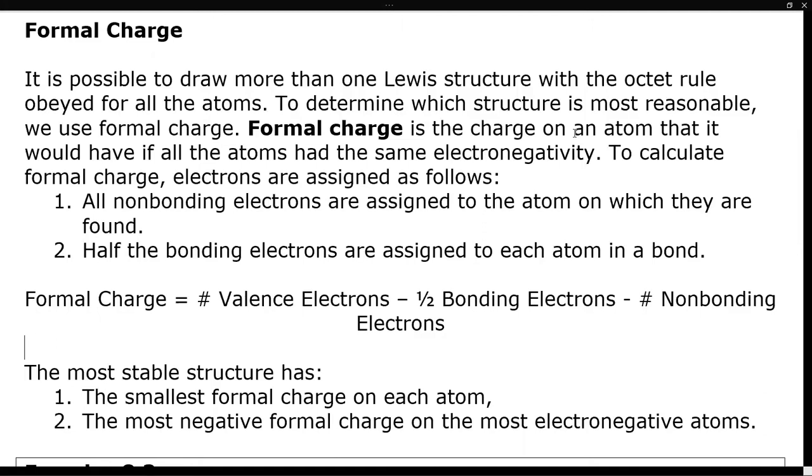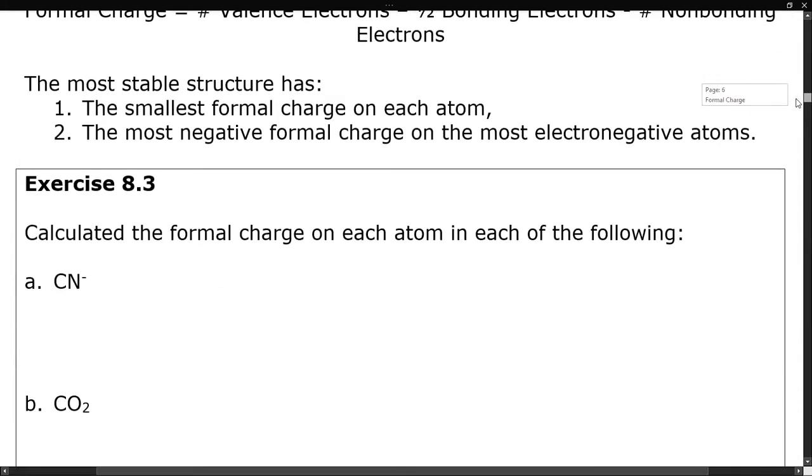And the most stable structure has the smallest formal charge on each atom and the most negative formal charge on the more electronegative atoms. So what we'll do is calculate the formal charge on each atom in each of the following. We'll do cyanide, and then we'll revisit our friend CO2 that we did in the last presentation. If you haven't watched the basic Lewis structure presentation, go back and watch that first, and you'll understand what we're talking about.